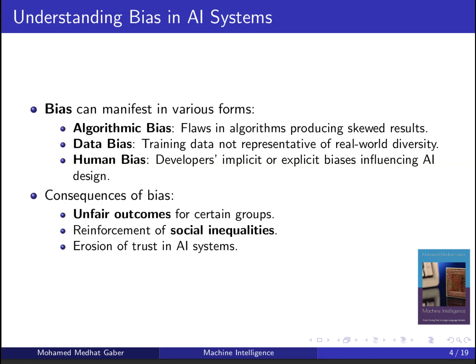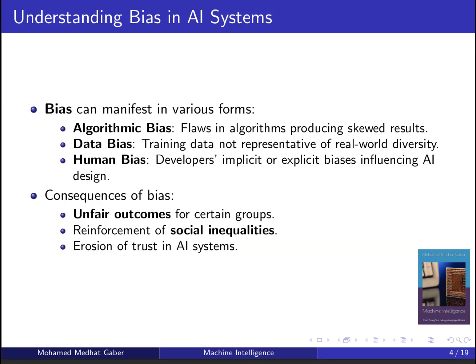Human bias also plays a crucial role in AI systems. Developers and data scientists bring their own conscious or unconscious biases to the table, influencing how models are built, what data is selected, and how results are interpreted. These biases can seep into AI systems through decisions about feature selection, labeling, and even the framing of the problem the AI is intended to solve. Without awareness and proactive measures, human biases can become embedded in AI technologies.